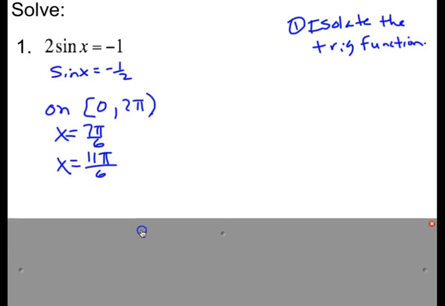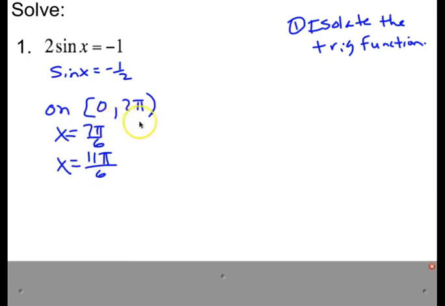And so that would be the solution if I was only talking about unit circle values between 0 and 2 pi. But since this domain is not specified, I'm going to need to go ahead and append the period. Appending the period, I need to know that the sine of x, the period, is actually 2 pi.